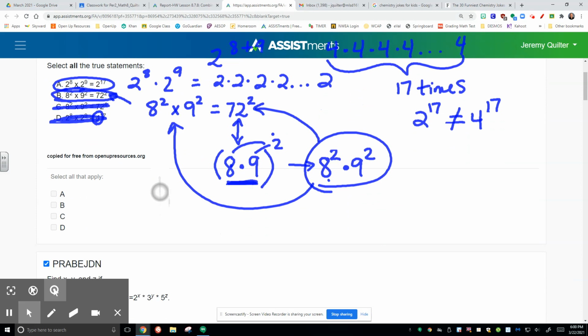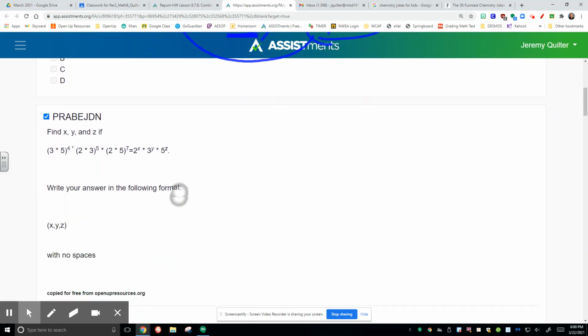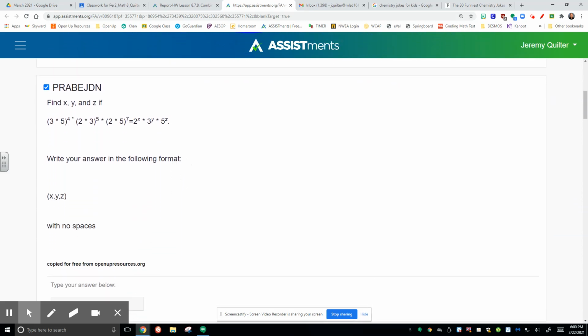All right, let's move on to the next one. This says find X, Y, and Z if we have this expression here. So when we consider the expression, what we need to recognize is this. We have 3 being raised to the 4th power. We have 5 being raised to the 4th power. Then in the next group we have 2 to the 5th power and 3 to the 5th power. And then in the final group, we have 2 to the 7th power times 5 to the 7th power.